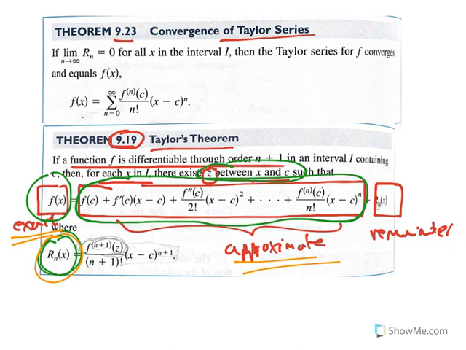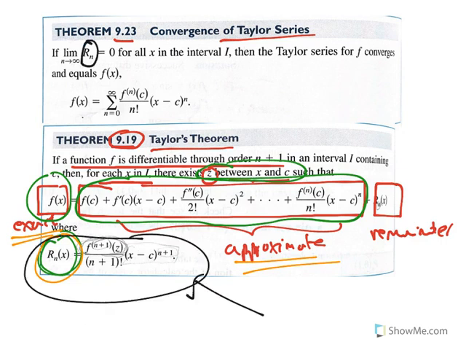And now look at Theorem 9.23. It states if the limit of r sub n, and r sub n is talking about this from Taylor's theorem, if the limit of r sub n as n goes to infinity, and what is n? N is talking about the degree of your Taylor polynomial. So the higher the degree, that's what we mean by n going to infinity, n approaching infinity.